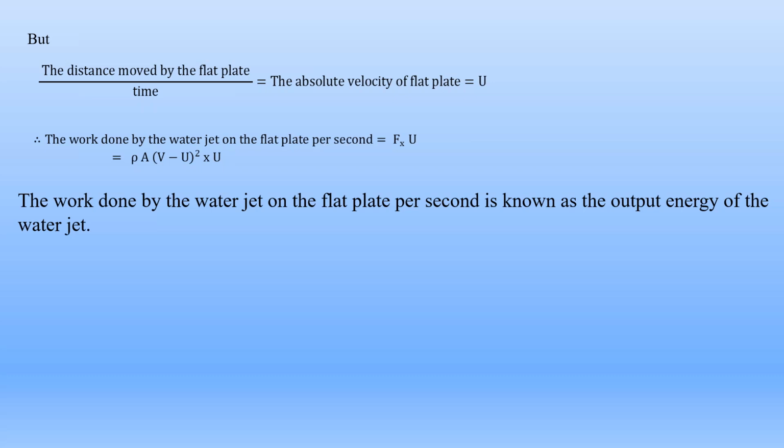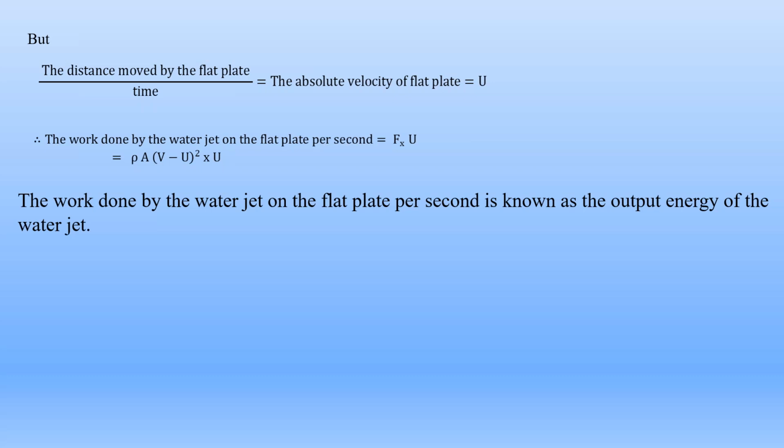You will get the work done by water jet on the flat plate per second is equal to rho a into (v minus u) whole square into u. That is the work done. So please follow this work done carefully. In this condition, the flat plate is moving.